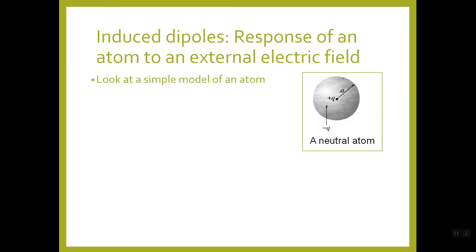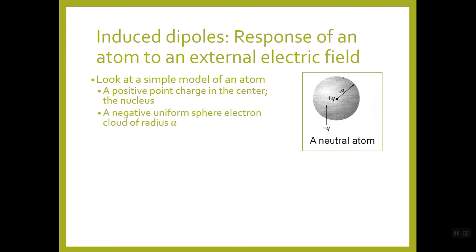So we're going to look at a simple model of a neutral atom. That's just a positive point charge in the center, which we can call the nucleus, and a negative uniform sphere, kind of like an electron cloud, and the sphere we're going to give a radius a. So that's what we've modeled over here. Here's our nucleus. Here's the cloud of negative charge that has a radius a.